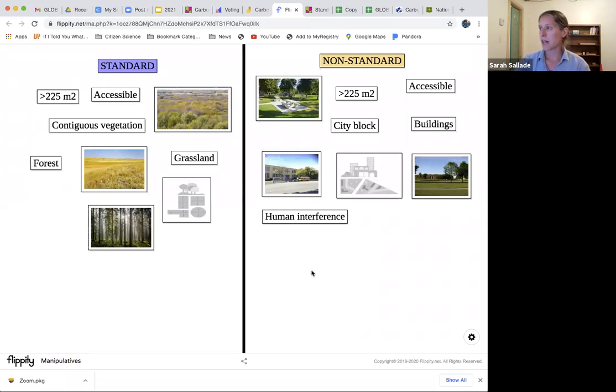But if you want to take a look now at our main screen, you see we simply divided two halves into standard and non-standard, and then moved the pieces around until we had parity. You'll see that similarly, they both have the same minimum size and that they need to be accessible. But you'll notice the pictures look quite different from one another. On the standard site, we have that contiguous vegetation, often native vegetation, but it doesn't have to be. And on the non-standard site, it's vegetation interrupted by human-made structures.